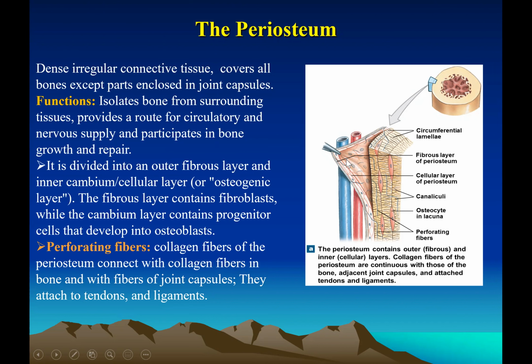It is made up of two layers, the outer fibrous layer and the inner cellular layer, or the cambium layer, which has a lot of stem cells or osteogenic cells. The fibrous layer will have fibroblasts, and the cellular layer will have the stem cells. It will also have perforating fibers, or collagen fibers, that radiate from the periosteum and enter the bone, and it can provide a good attachment for tendons and ligaments, and also in the joint cavity.